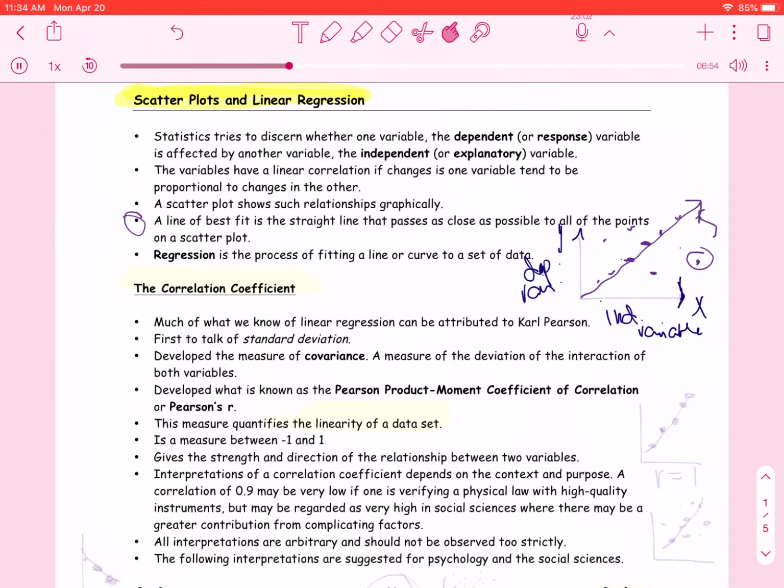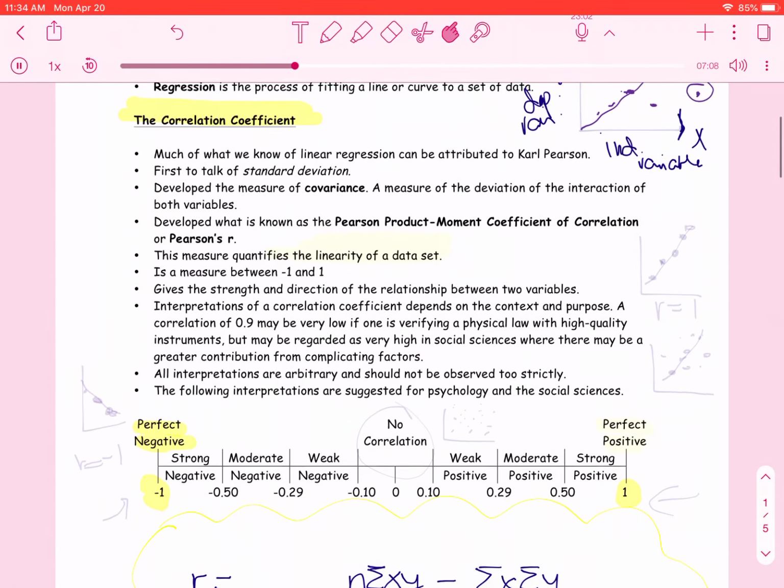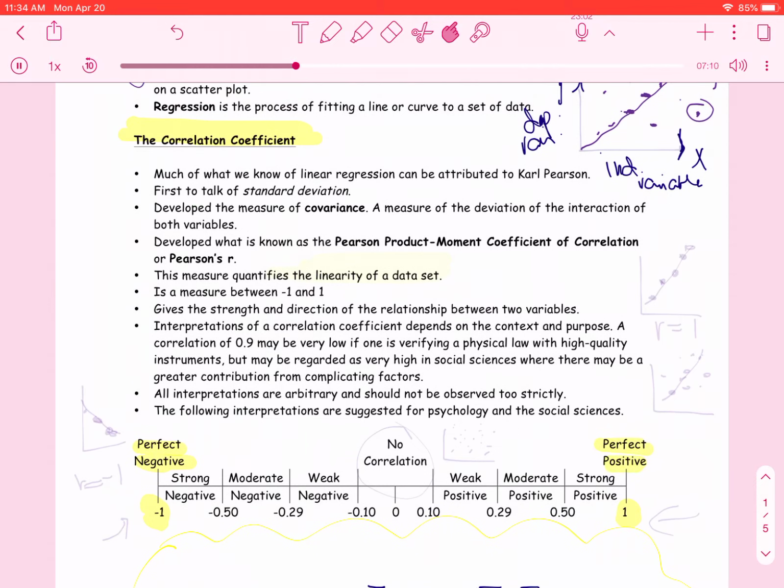There's something called the correlation coefficient. Okay, and the correlation coefficient basically takes the scale from -1 to +1, and it measures what type of relationship is produced out of those two variables. Okay, so this is developed and known as the Pearson product moment coefficient of correlation, or Pearson's R, and it basically quantifies the linearity of a set.